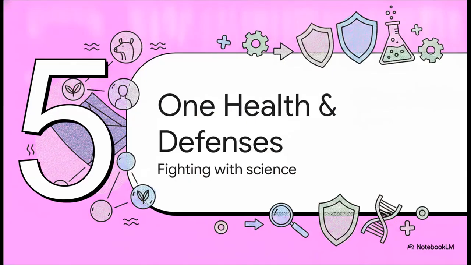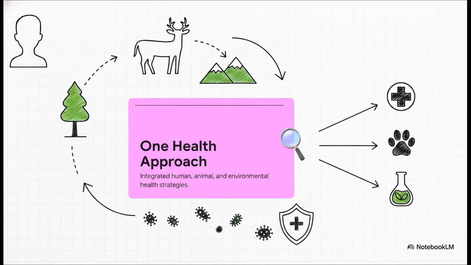Let's move into Section 5, One Health and Future Defenses. It's time to talk about fighting back with science. Because listen, we absolutely aren't helpless here. The core of our defense relies on what experts call the One Health approach. This is an integrated strategy combining human, animal, and environmental health.